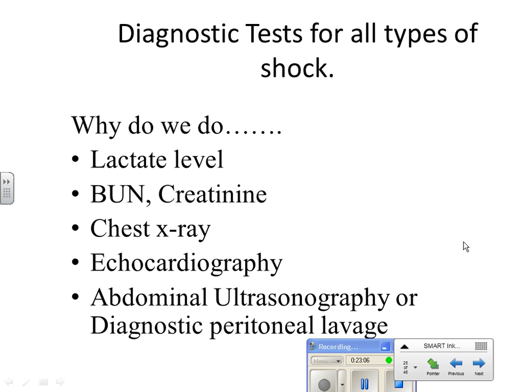So an abdominal ultrasound can tell us the presence of things like, say, a liver laceration or free fluid or blood in the peritoneum. Diagnostic peritoneal lavage, where we instill saline into the peritoneum and then drain it out, should come back clear. But if we've got blood or feces, then we know, oops, we've got a perforated bowel and we're losing fluid into the peritoneum. So those can tell us where some hidden bleeding might be when we're trying to figure out why this patient is going into hypovolemic shock.